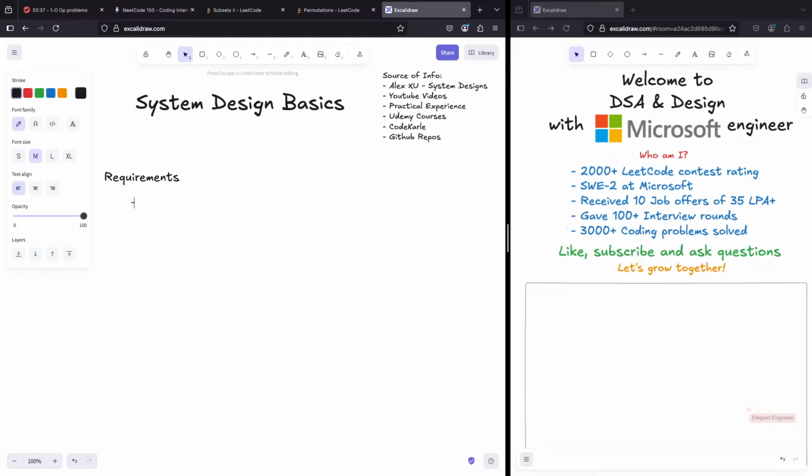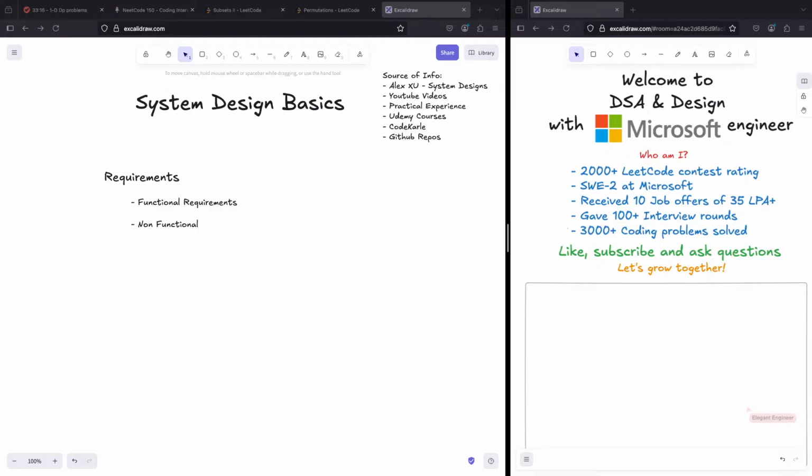There are two types of requirements, functional requirements and non-functional requirements. Functional requirements are mostly about what the functionality of the system is. If we talk about a system, which system should we pick up? Twitter is a good one to start with. Do I have my notes on Twitter? Let me just look at it.